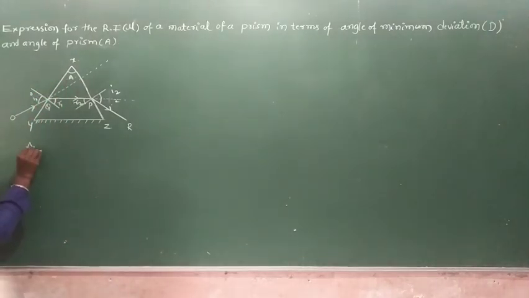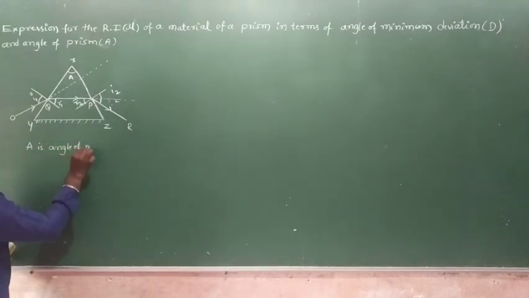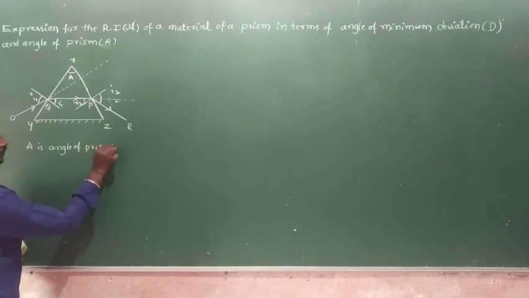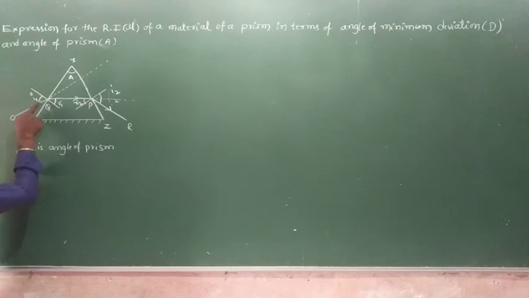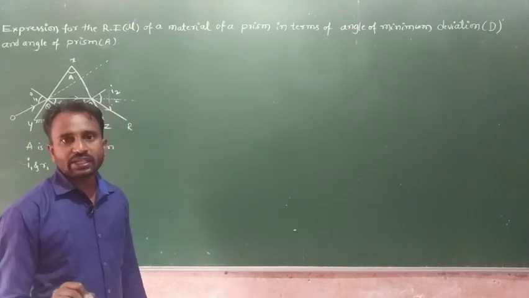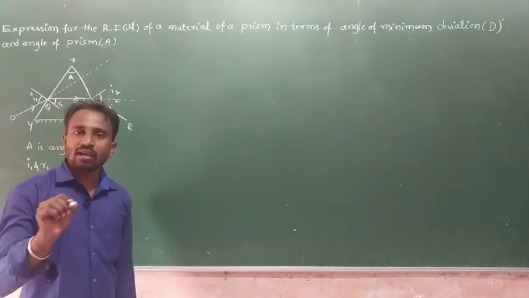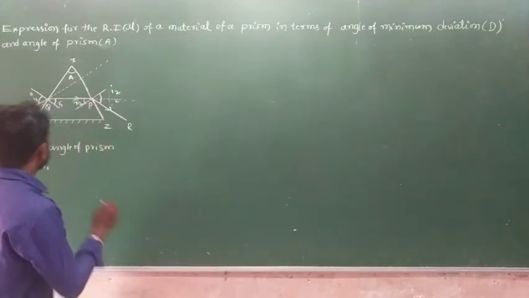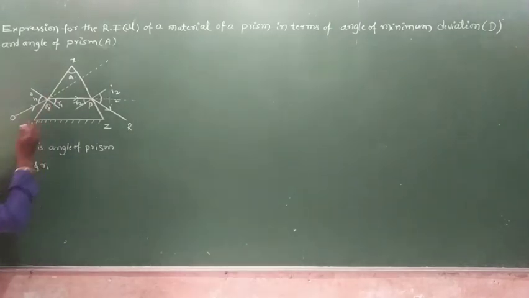Here, A is the angle of the prism. I1 and R1 are the angle of incidence and angle of refraction at Q, the first surface.